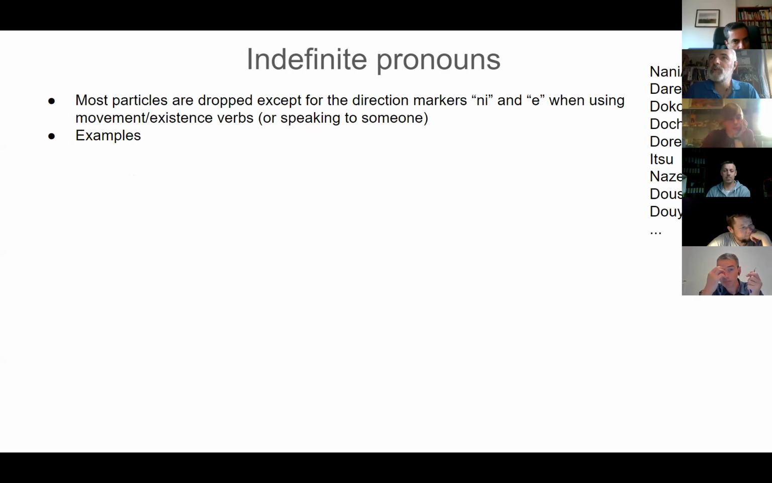So, for example, I don't want to go anywhere. I don't want to go anywhere would be not doko mo ikitaku nai desu, but doko ni mo ikitaku nai desu. So we keep the ni when we use it as a direction marker. You only need to worry about this when we're thinking about doko and dare.